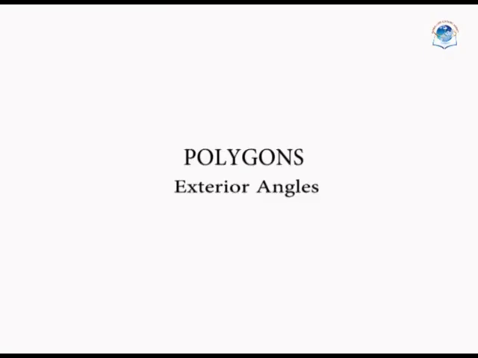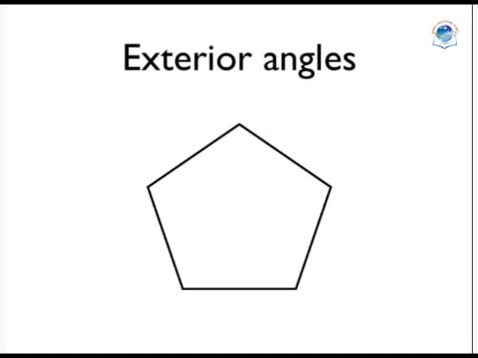Lastly, exterior angles of polygons. This is a regular pentagon. So what are the exterior angles? We get exterior angles by extending each side at each vertex of the polygon. And it is important that you keep going in the same direction. So these are the exterior angles of a regular pentagon. And again, they are equal to the number of sides, 5 in this case.